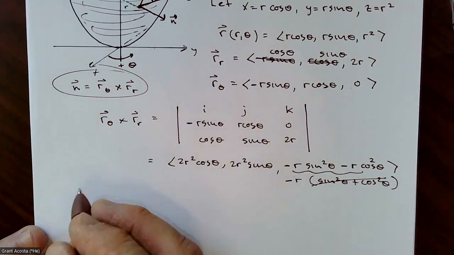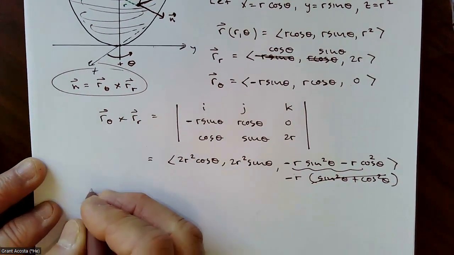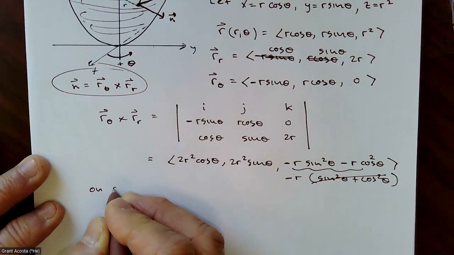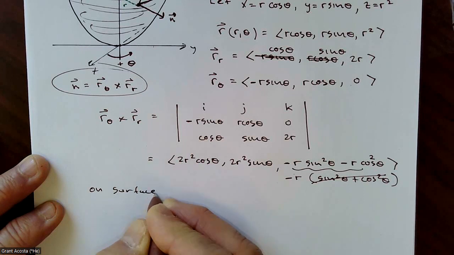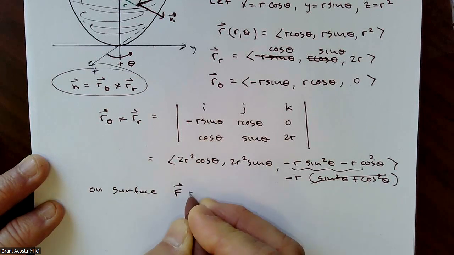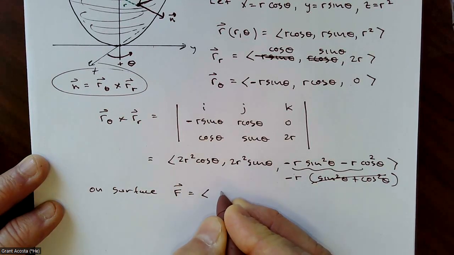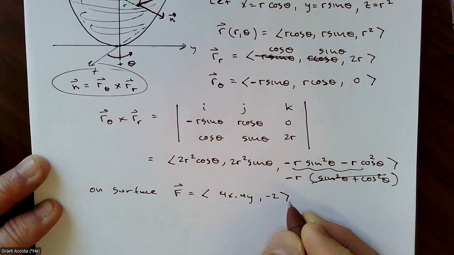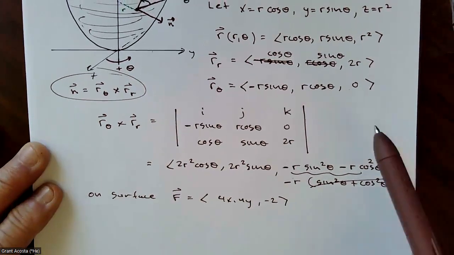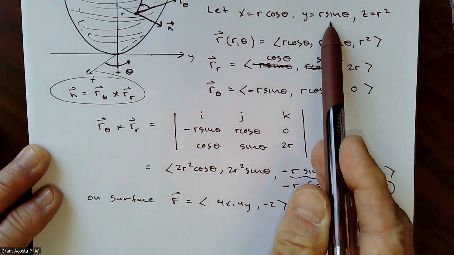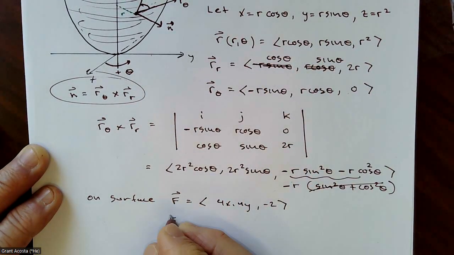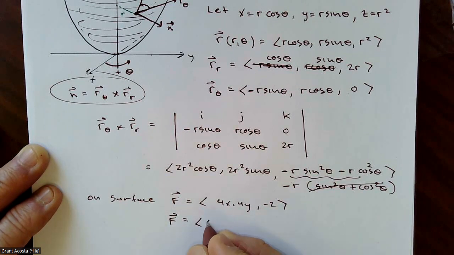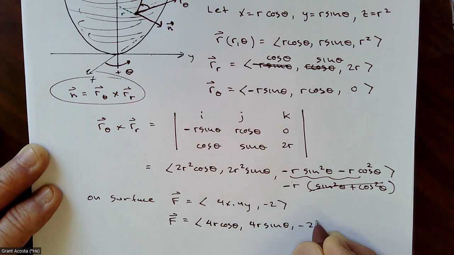Okay, so then we can do our dot product. Oh, before we do that, on our surface, because my field was given in terms of x and y, it was 4x, 4y, 2. But remember, x was r cosine theta, y was r sine theta, so F is going to be 4r cosine theta, 4r sine theta, 2.